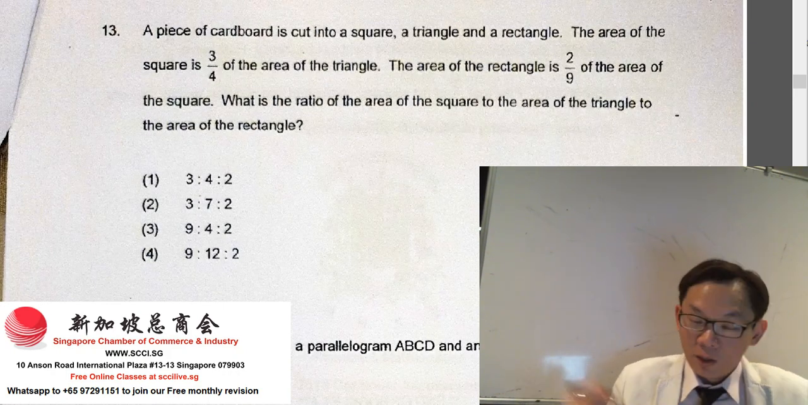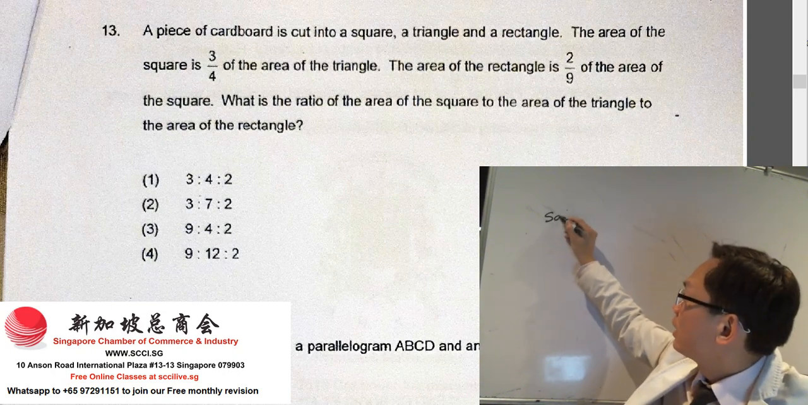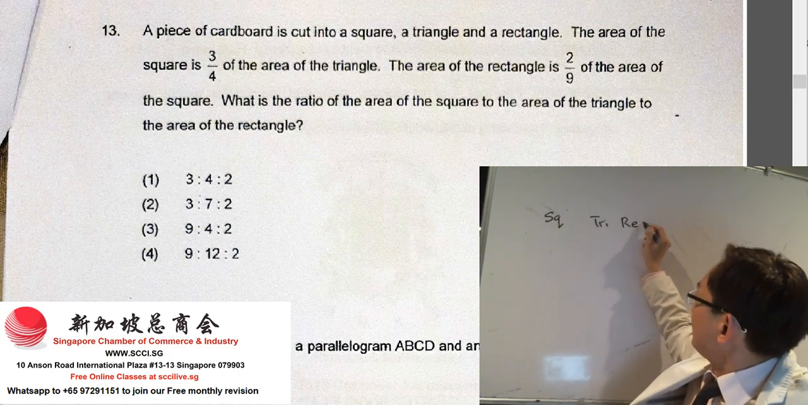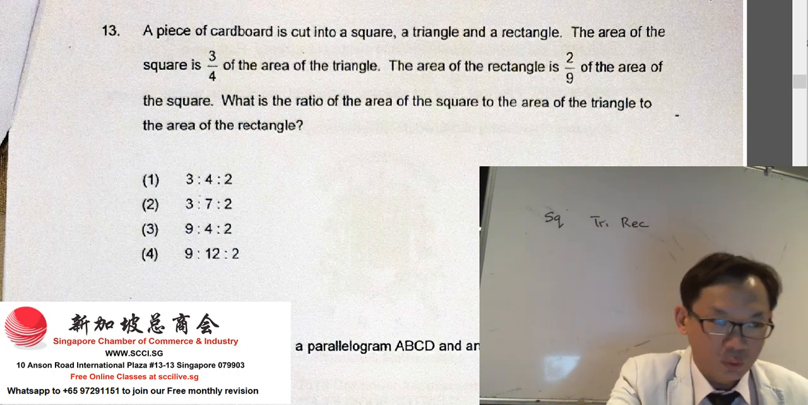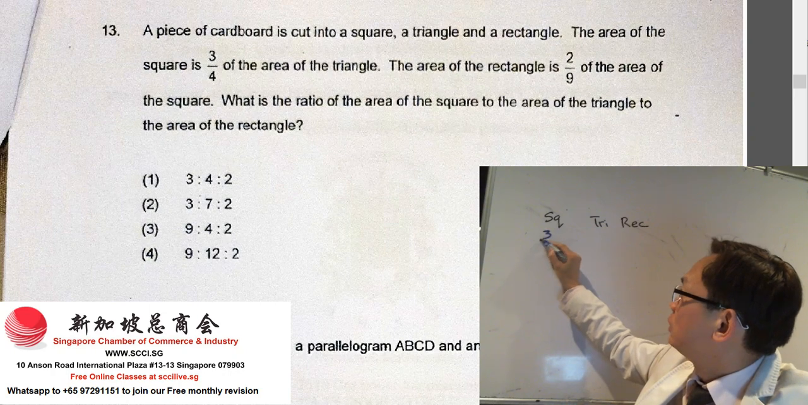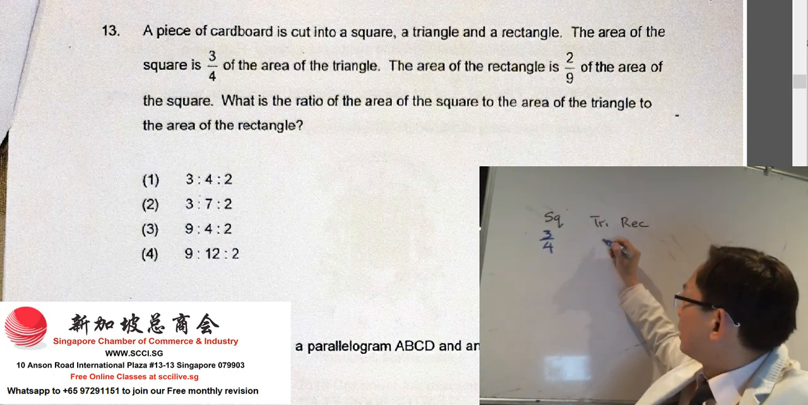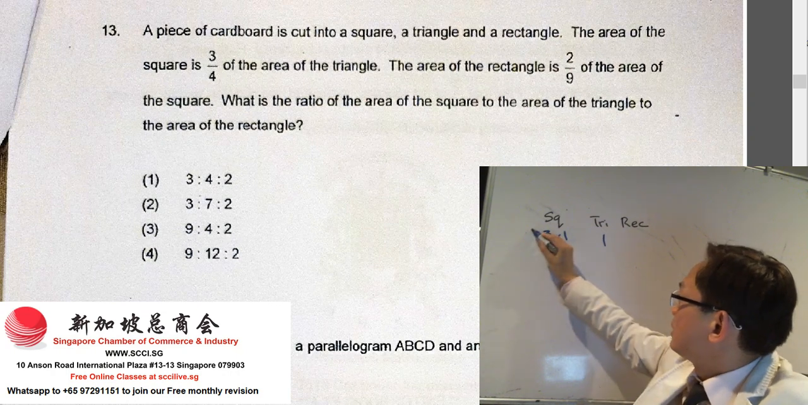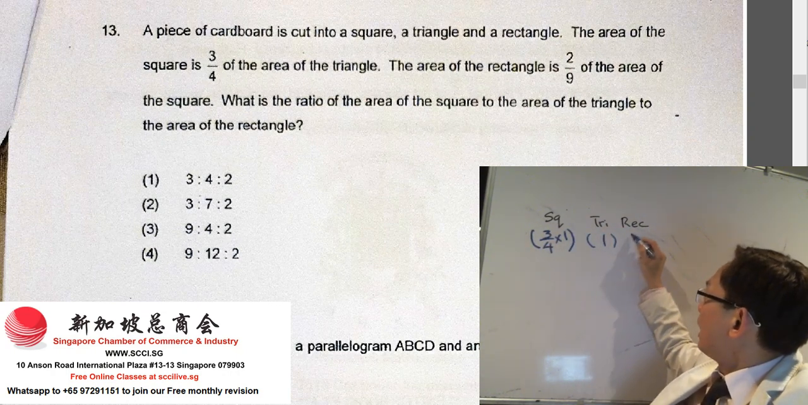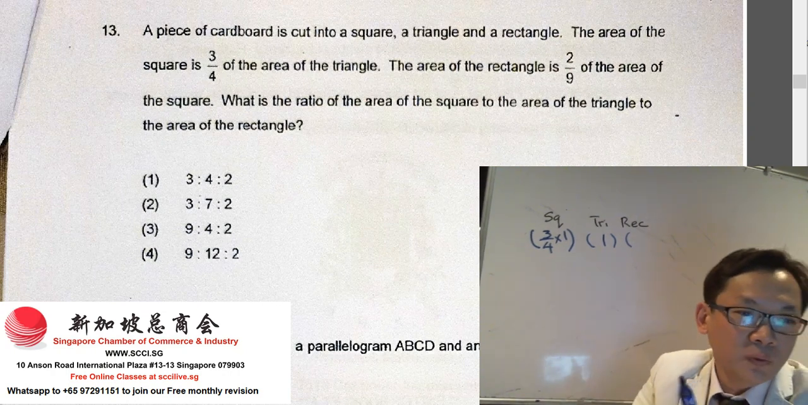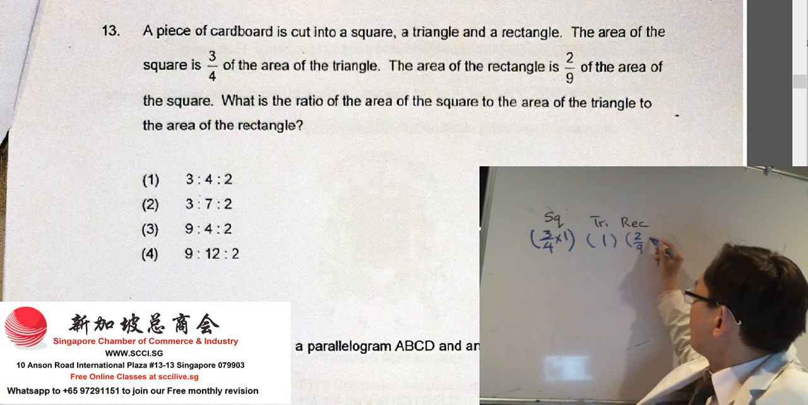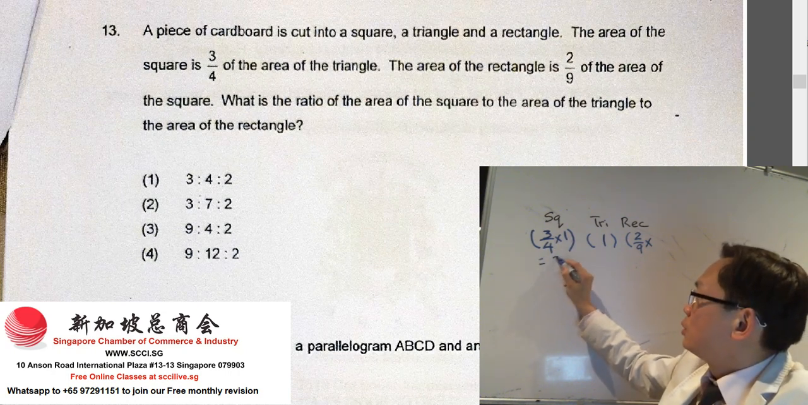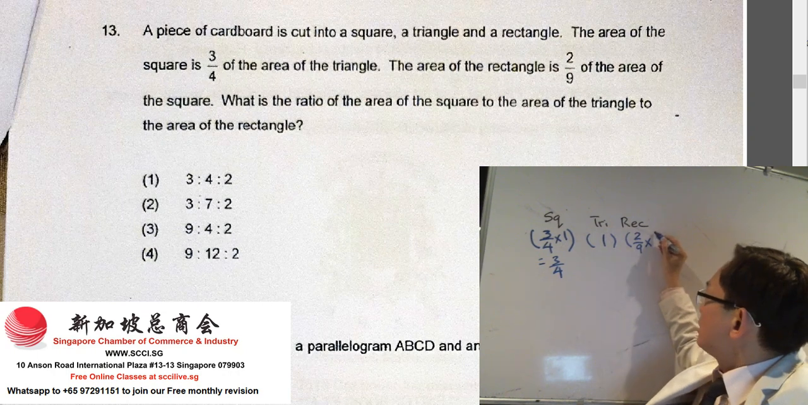Okay, now let's look at it. Okay, firstly, for this question itself, let's divide into square, triangle, and also rectangle. Okay, since the question tells us that the square is 3/4 of the triangle, let's assume that the triangle is 1. So the square is 3/4 of 1, correct? Of the triangle. The triangle is still 1. And the rectangle is what? Okay, it's 2/9 of the area of square. Square is how much? 3/4, correct? Because 3/4 times 1 is still equal to 3/4. So basically this is 3/4.